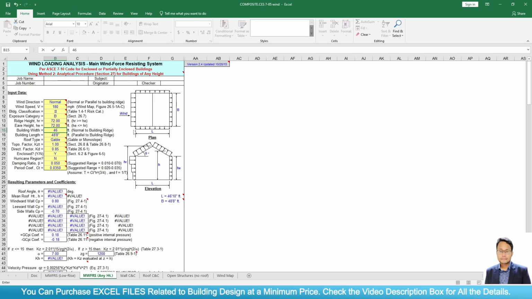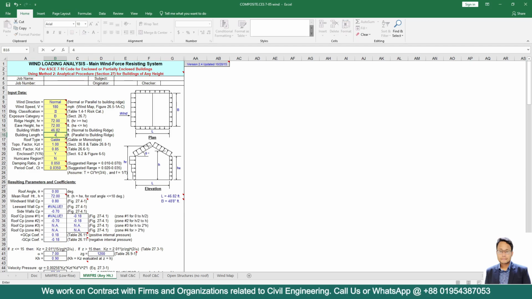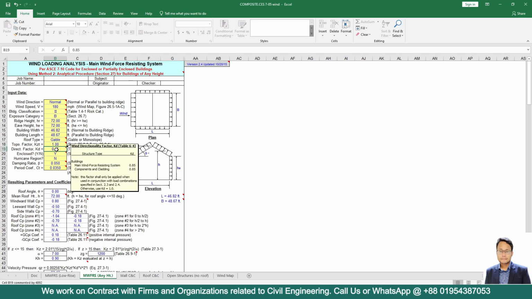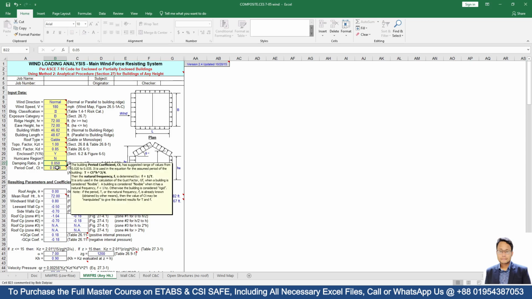46 feet 10 inches, or we can write 46.82 and 48.67. Okay. Now roof type is not important. Topographical factor KZT, keep it as 1. Directionality factor 0.85, fine. Enclosed, yes. Hurricane region, no. Damping ratio 0.050, both as per ACI and ASCE code and BNBC.